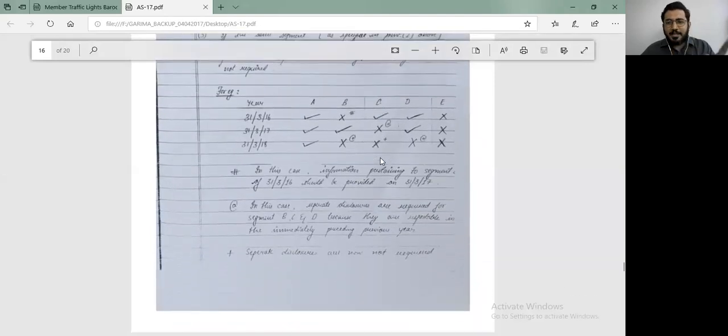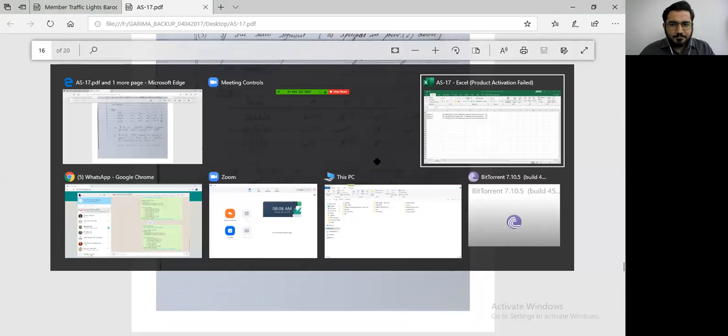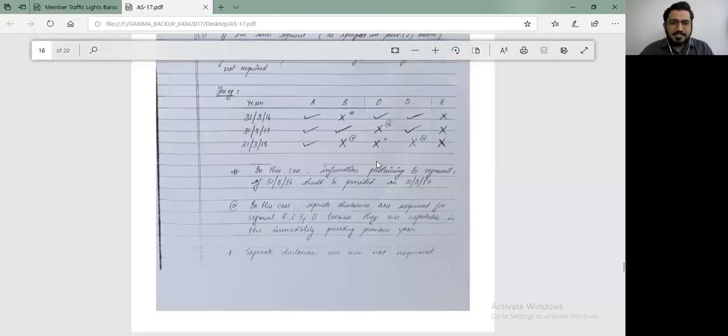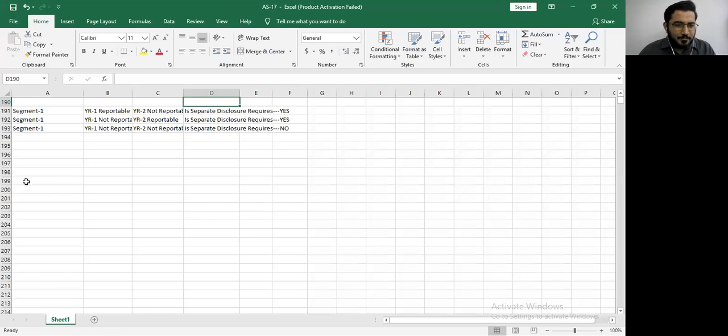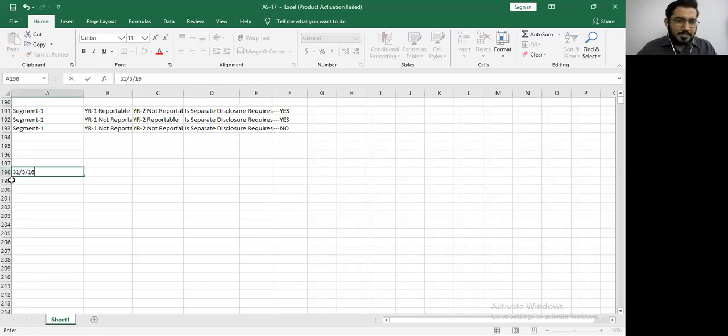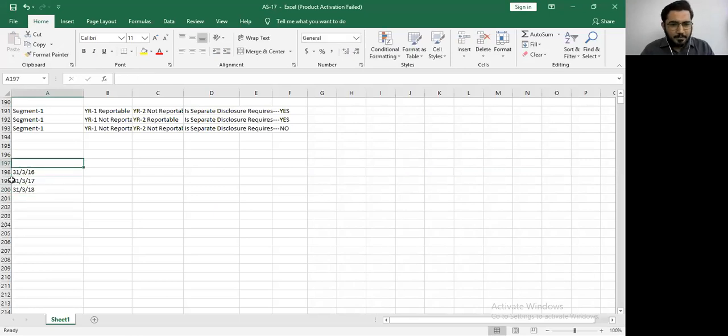Okay, let's look at the example that I have framed for you. You have segments A, B, C, D, E, and you have 3 consecutive years. Now, please understand. Let's focus on B. You have 31st March 2016, 31st March 2017, and 31st March 2018. You have segments A, B, C, D, and E.